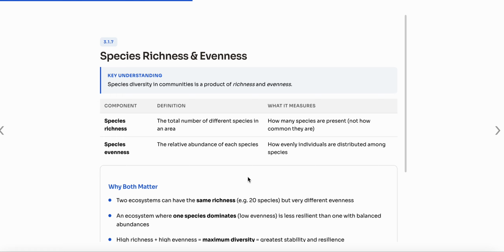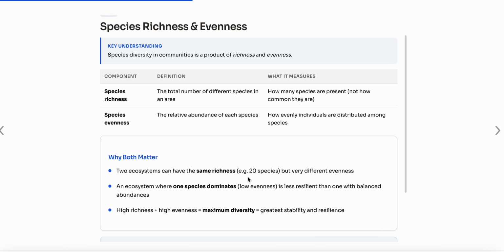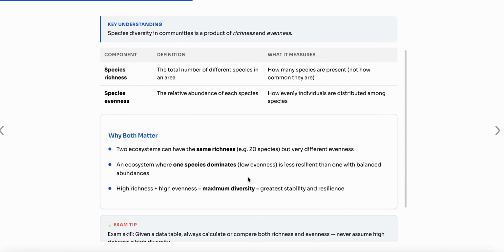So in one of the first slides, I discussed richness and evenness. Richness is the total number of different species in an area, and evenness is the abundance of each species. Now, why does this matter? It matters because two ecosystems can have the same richness but very different evenness. An ecosystem where one species dominates is less resilient than one with balanced abundances. So high richness plus high evenness are both required for maximum biodiversity.